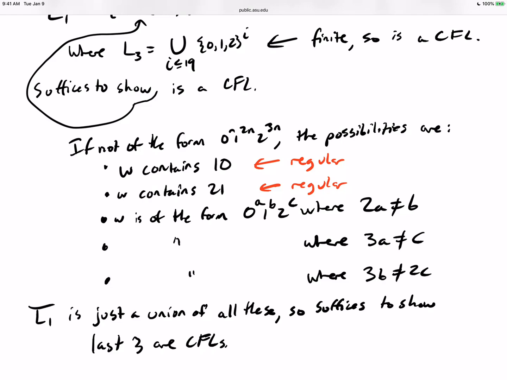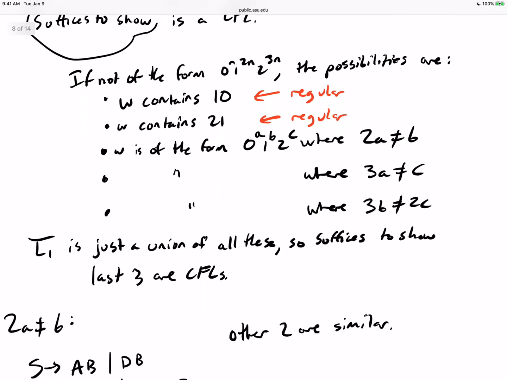Because if we fail all of those tests, then it is 0 to the n, 1 to the 2n, 2 to the 3n. Well, if we consider, say, a regex, which is sigma star 1, 0, sigma star, that's the set of all strings that contain 1, 0 somewhere. But that's regular. And same idea with the 2, 1. So those two are regular. Well, what about the last three? Can we actually do that?